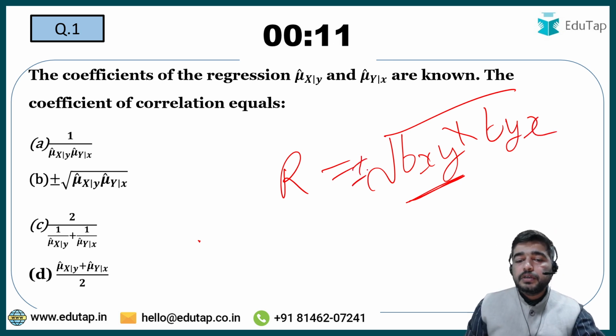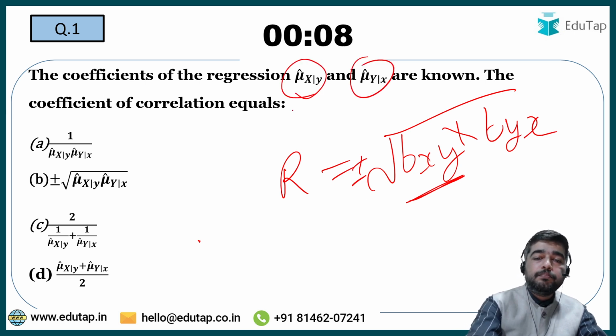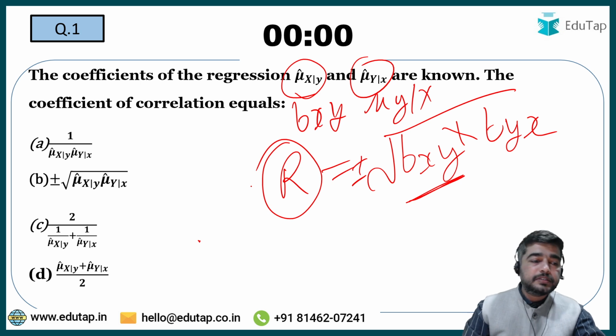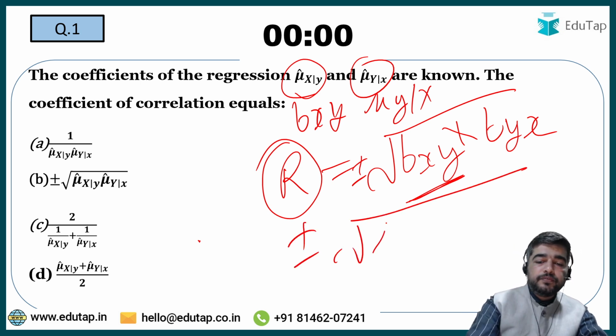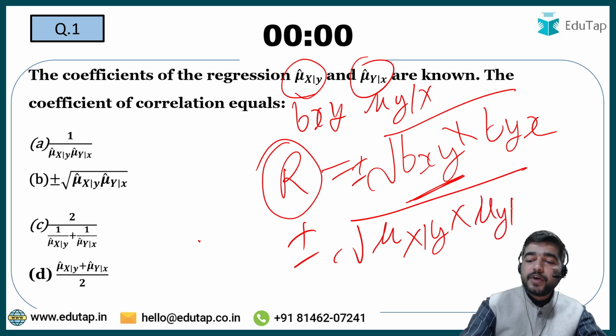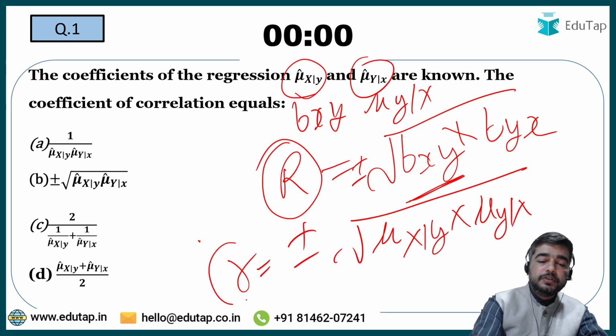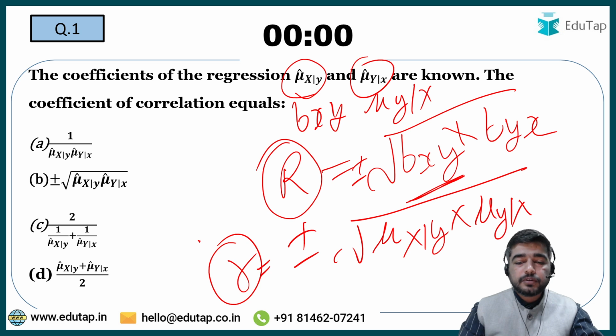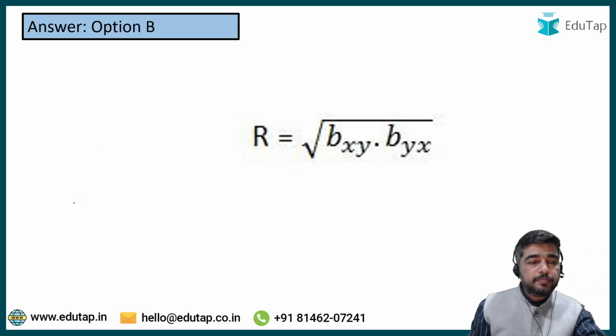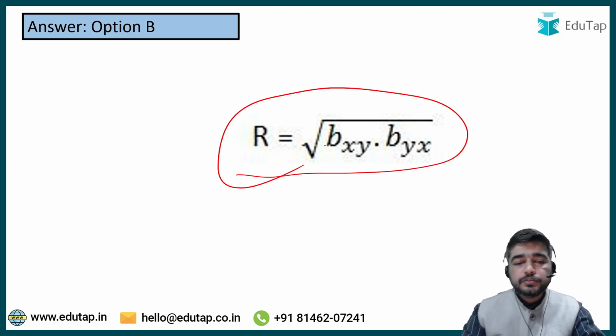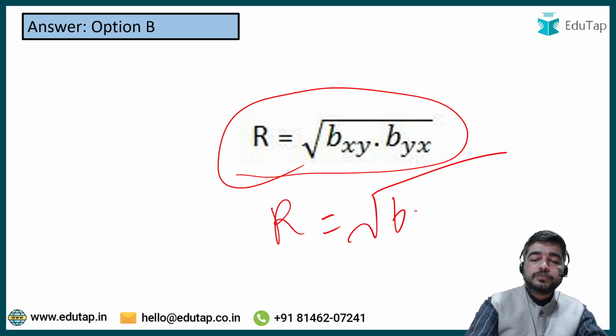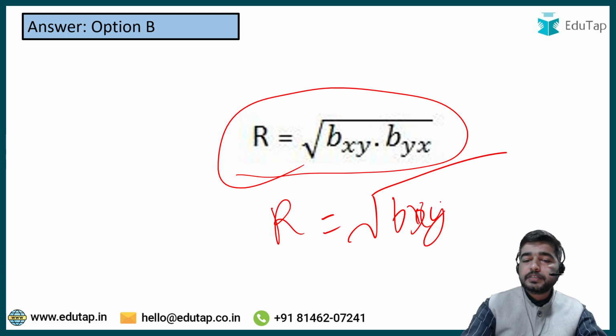So remember two things. The sign of bxy and byx will be the same as the sign of the coefficient of correlation. So our answer will be the root of coefficient of regression x on y into coefficient of regression y on x, which gives you the coefficient of correlation. Your answer will be B, and the formula used will be r is equal to root of bxy, coefficient of regression x on y, into coefficient of regression y on x.